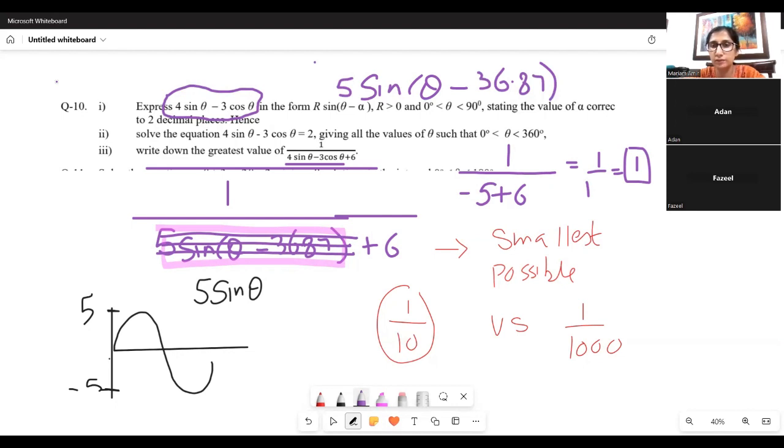ठीक है, समझ आ गया अब? जी मैम. Okay. Anything else in the homework? Anything in question 11? Anything in question 12? वो हो गई थी. Okay. Fazil, what about you? Did you try the homework questions? जी मैं सो गए थे.